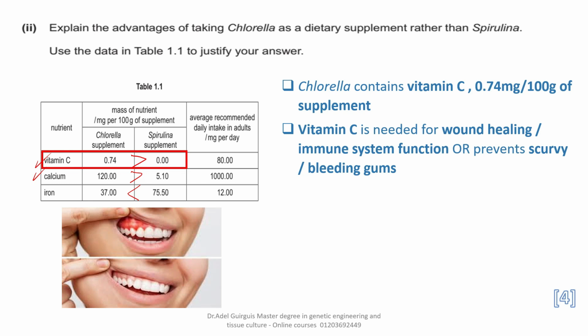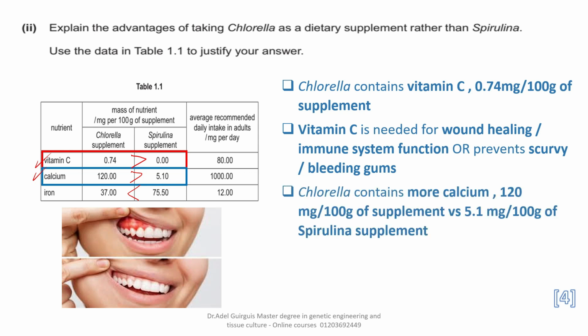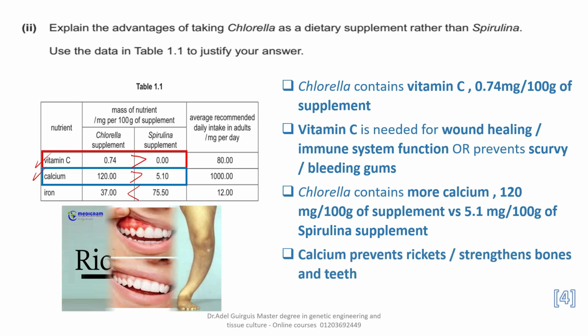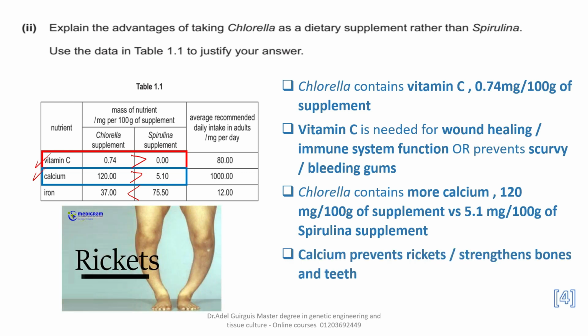What about calcium? Calcium is more here also. Chlorella contains more calcium, 120 milligram per 100 gram of supplement versus 5.1 milligram per 100 gram of spirulina supplement. What is the importance of calcium? Calcium is needed to prevent rickets and strengthen bones and teeth.